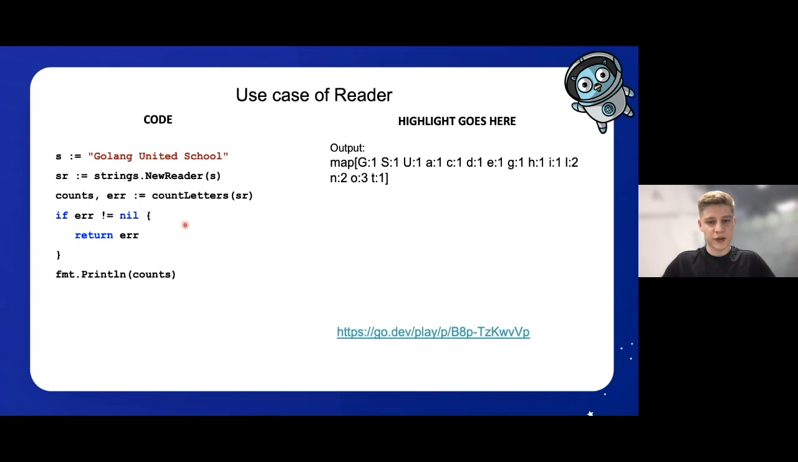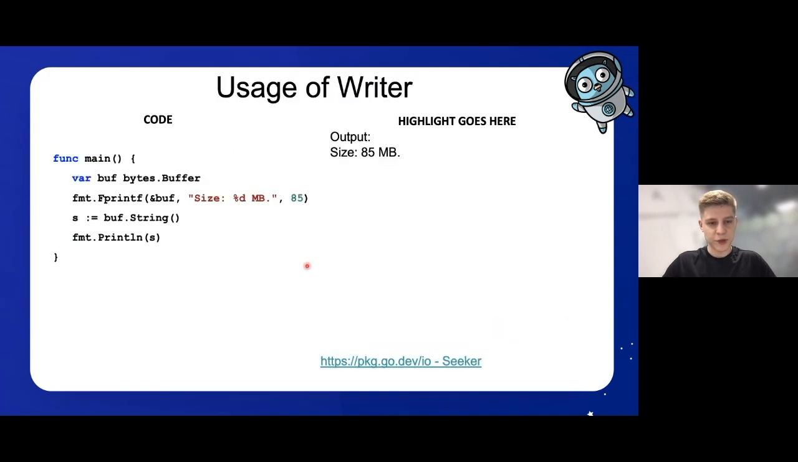Cool. Yeah, let's test this function. What we can do, we can create a reader, we can add Golang United here and count letters, and the output will be as follows. As you can see, the letter I we've seen twice, and another letter we've seen twice as well. So yeah, you can check this example by the following link if you want.